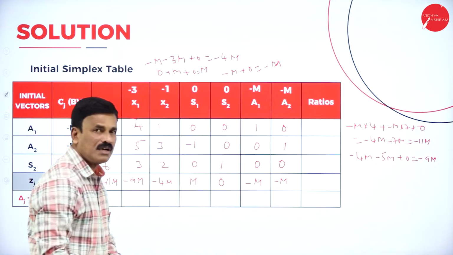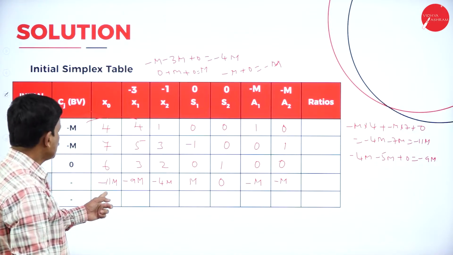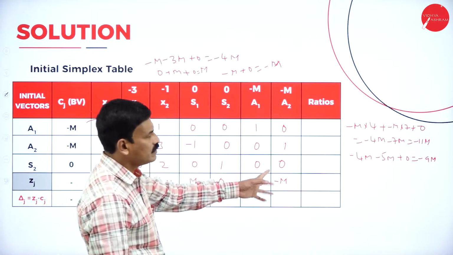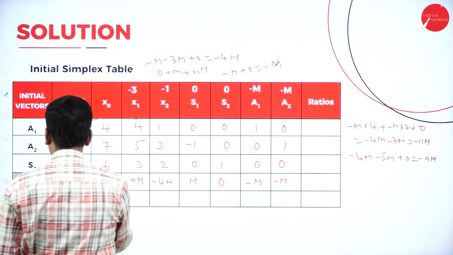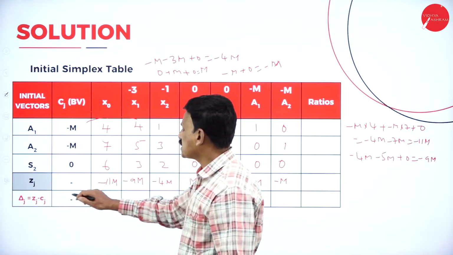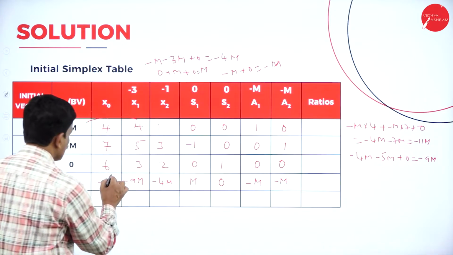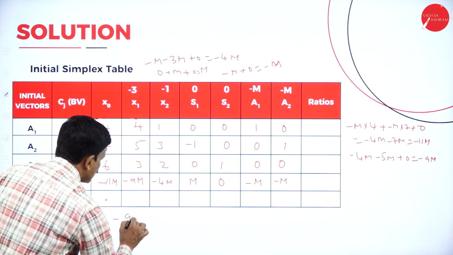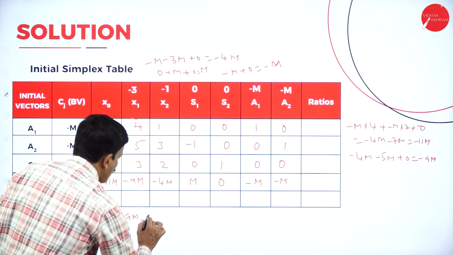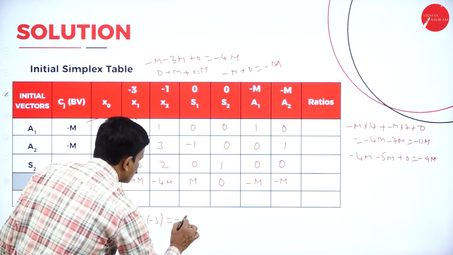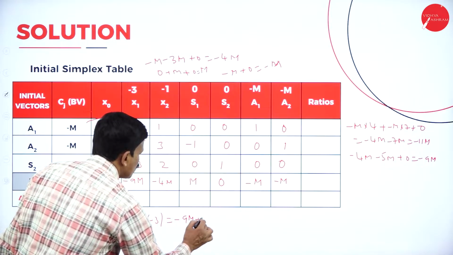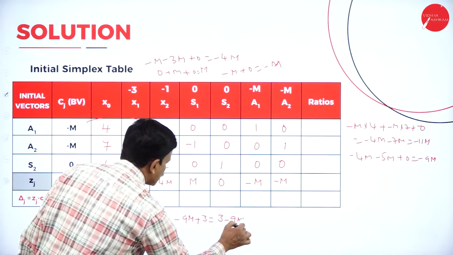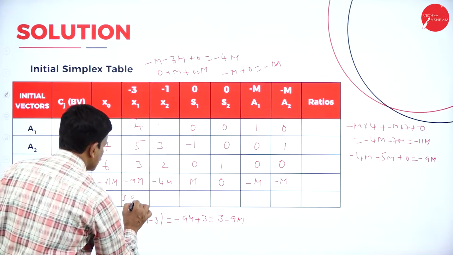So, zj values we are going to get as minus 11m, minus 9m, minus 4m, plus m, 0, minus m and minus m. Now, what is this? Delta j is zj minus cj. So, from this I will take x1: minus 9m minus of minus 3. So, this is equal to minus 9m, minus of minus is plus. So, this can be written as 3 minus 9m.